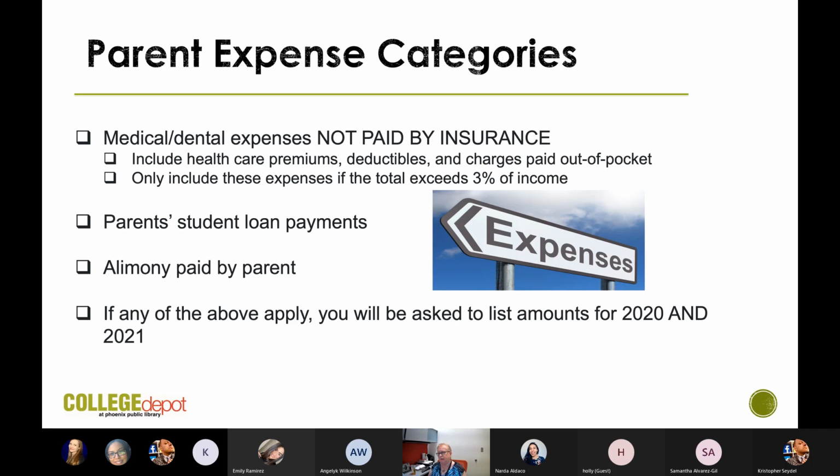So this is the place you get to fit in a couple more things that were expenses to you. But if they're just normal, not in excess of 3% of your income medical expenses, don't worry about them. If, however, student loan payments or alimony that you had to pay, you want to list it because it will work in your favor. That's money you do not have for college. All right, questions?